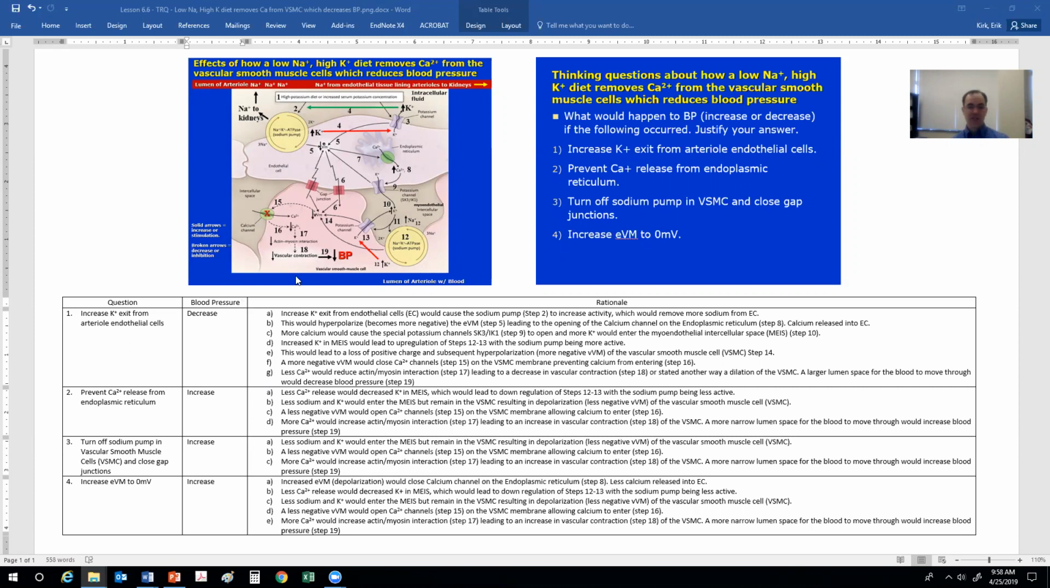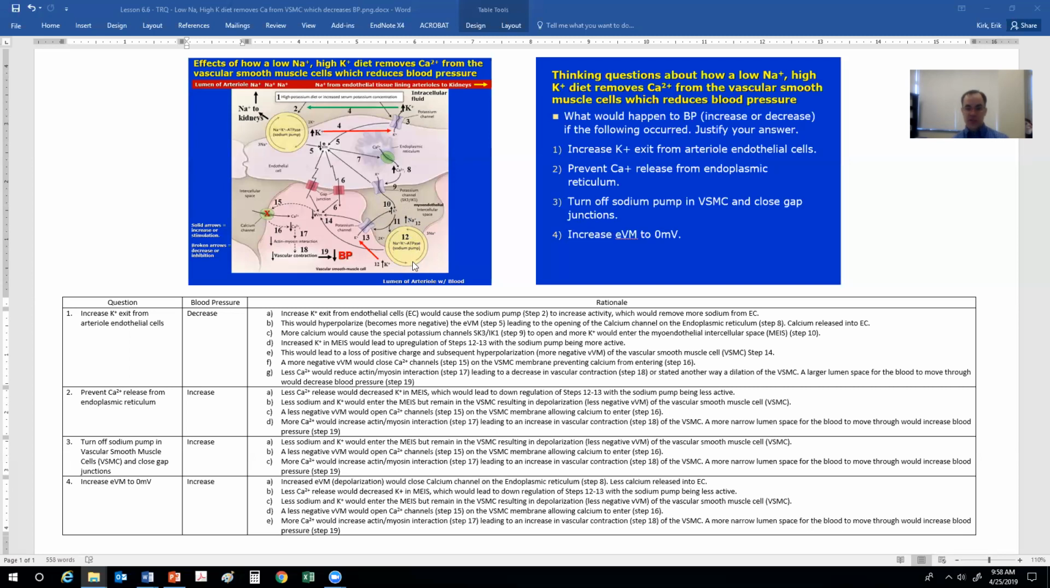What about if you prevent calcium from entering the endoplasmic reticulum? So prevent calcium release from the endoplasmic reticulum. Well, you'd have an increase in blood pressure, and the reason for that is by preventing calcium release from the endoplasmic reticulum, you'd have less calcium entry into the endothelial cell, which would prevent these potassium channels from opening. Less potassium would enter this intercellular space, and therefore less potassium to drive this sodium pump, and therefore less sodium would be removed from the intercellular space.